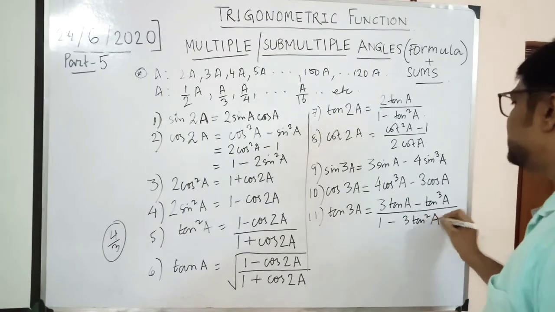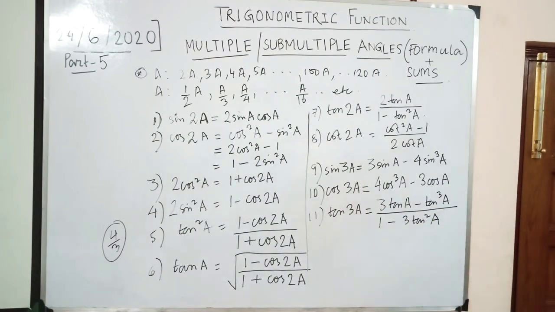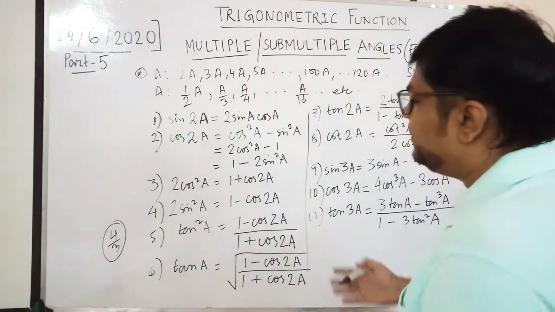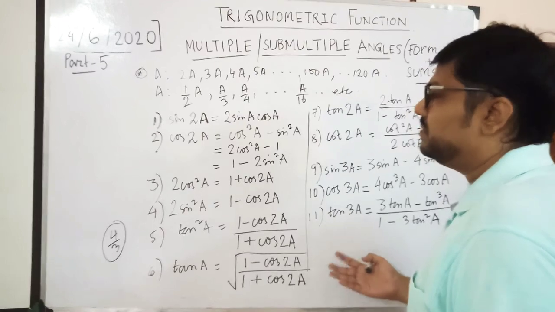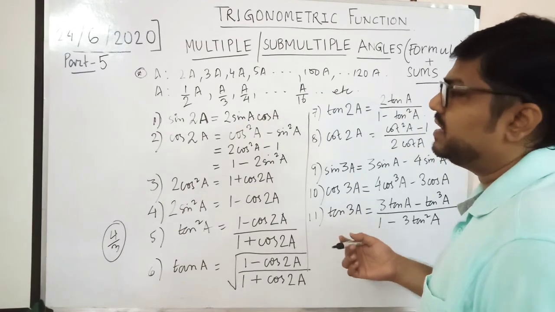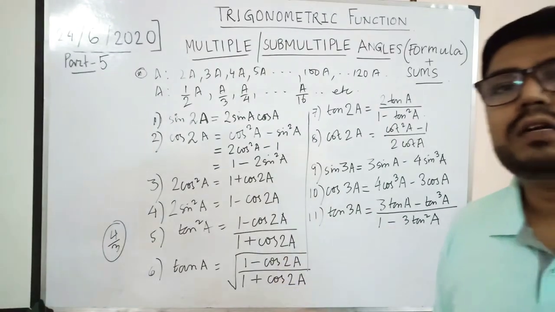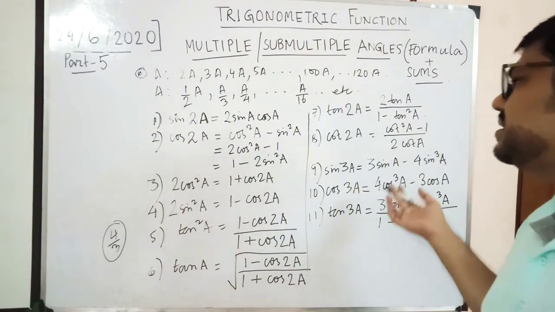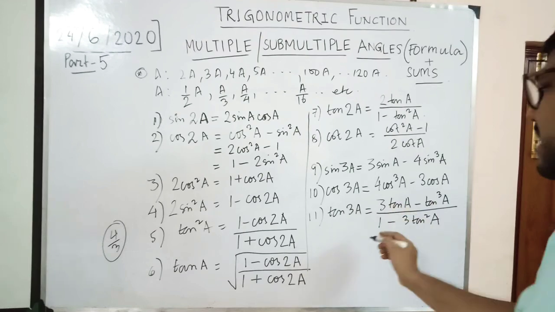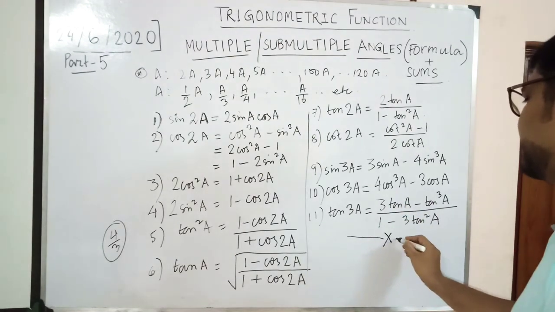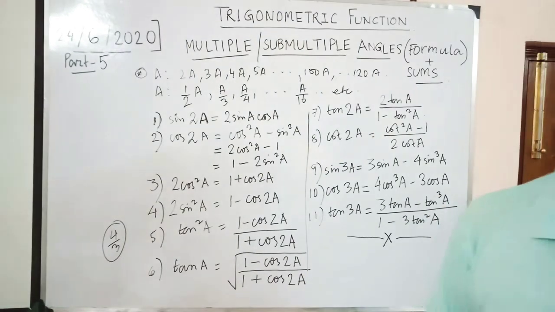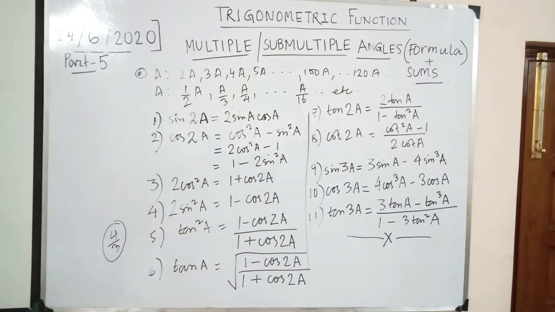So this is actually the formula list of multiple angles. Now what we are going to do, we will write a few of the submultiple angles. I told you that once you know the multiple angles, the submultiple angles will be very easy because they use the same structure. So we will try to learn the submultiple angles. Let's start that also.